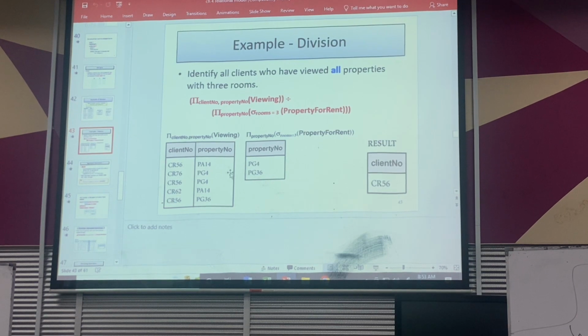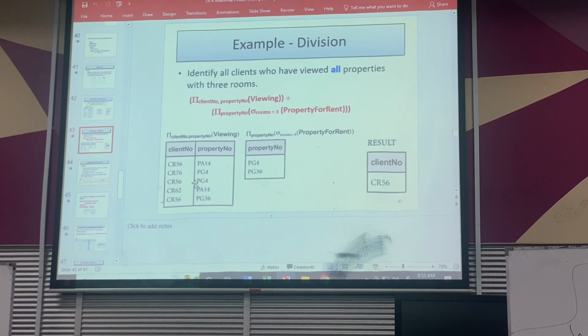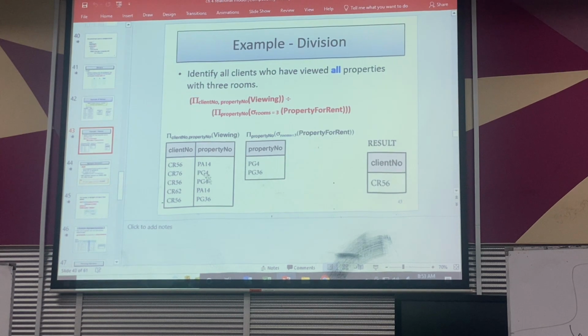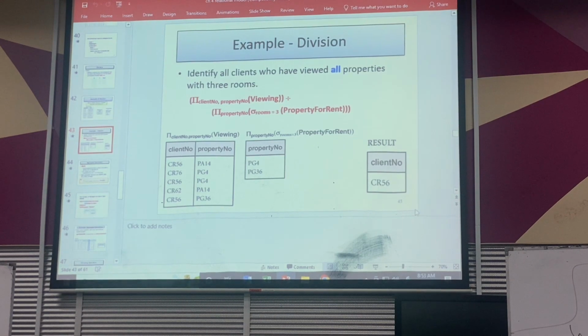This is an example of the division. So these two are divided by PG4 and PG36. See which one has both together. It's CR56, only one answer. CR56 has PG4 and PG36 together. The rest cannot. Like CR76 cannot, they're missing PG36. So only CR56 has both PG4 and PG36. That's why only one answer. This is called D1.